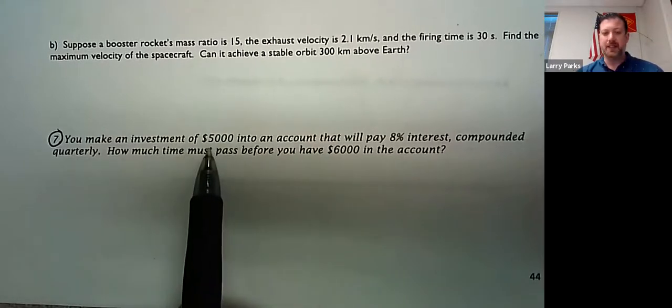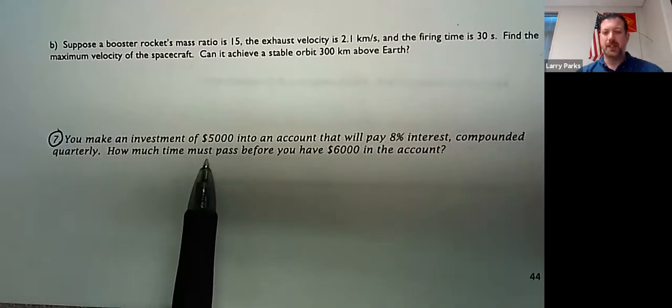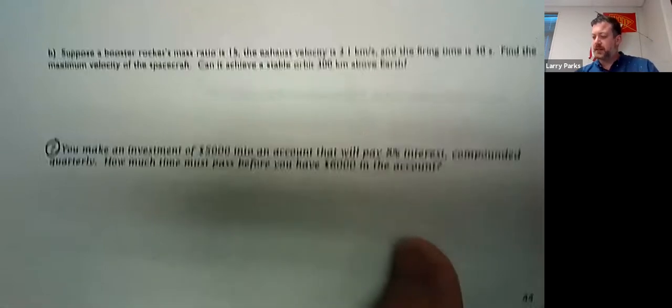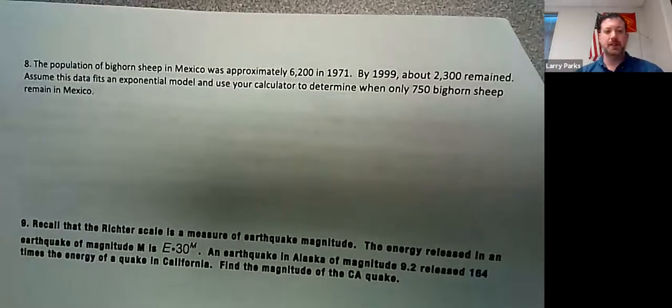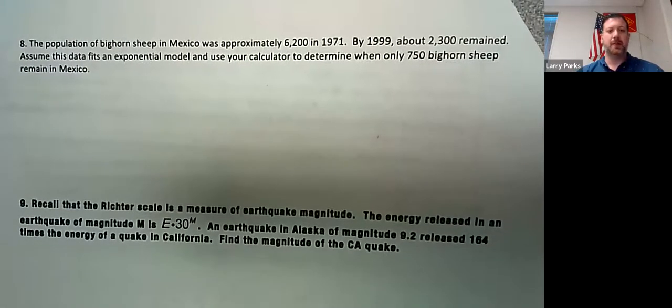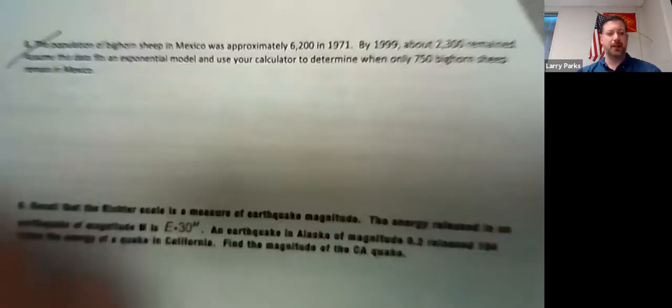If you have $5,000 and it pays 8% interest compounded quarterly, how much time before you have 6,000? We did that last class period. Number 8, you guys are not ready for. We'll cross off number 8.